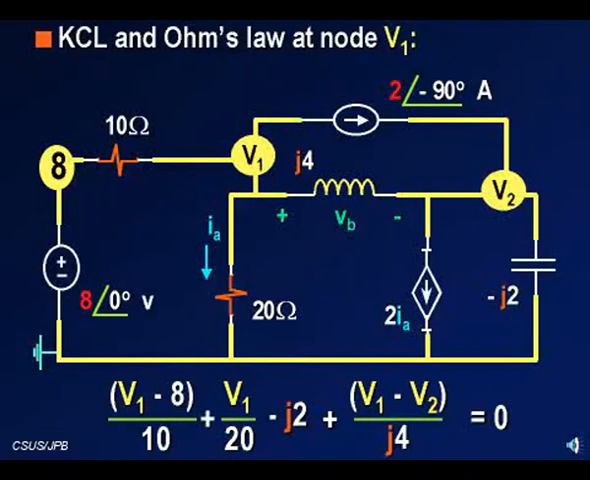This is the KCL equation and Ohm's law included at node V1. How do I do this? What I do essentially, I look at node V1 and I say, I'm just going to look at the sum of the current out of it is equal to 0.